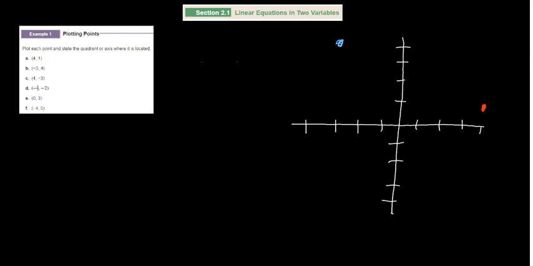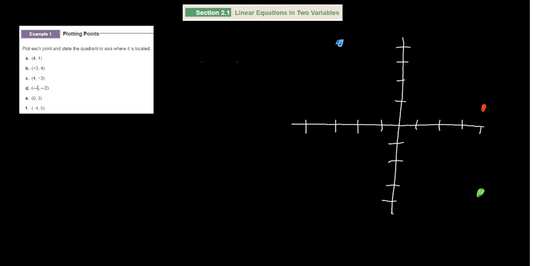C, we have 4, negative 3. So that means we're going to be going to the right 4 units and then down 3 units. So our point's going to be right here. Okay, so let's erase those.